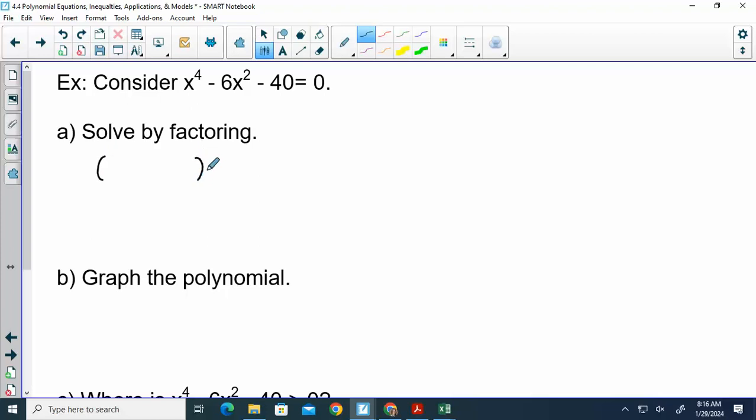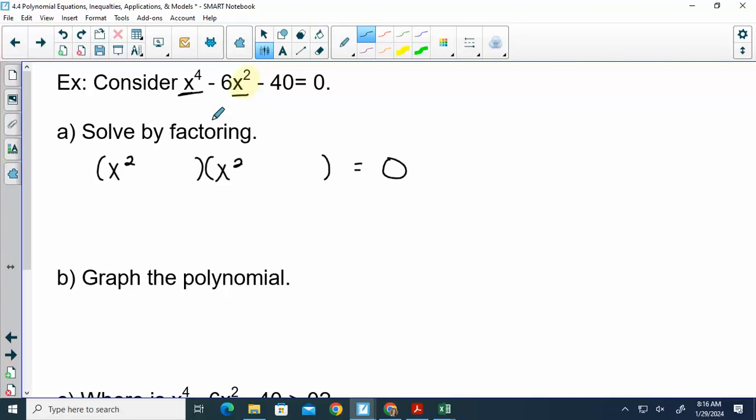If we're trying to break it into these, we know it's like a quadratic because you have an x to the fourth, half of that is x squared, and then we have a constant. So what would x to the fourth break into for each parenthesis? That's why we know it's like a quadratic, because that's what our middle term is. Okay, what multiplies to negative 40 and adds to negative 6?